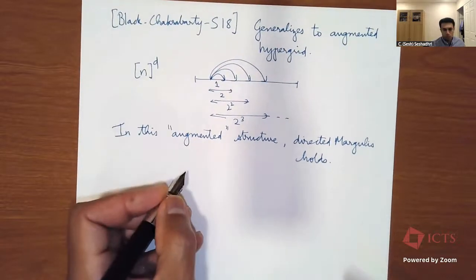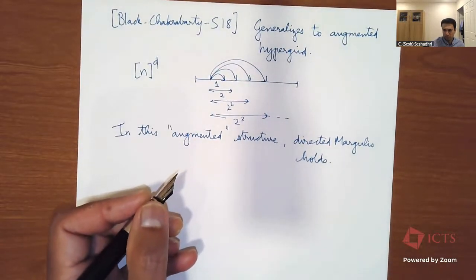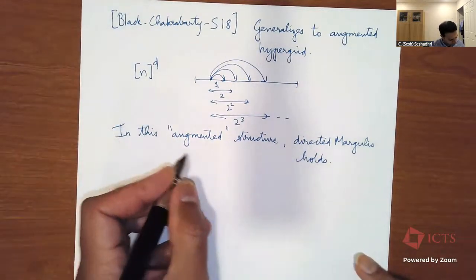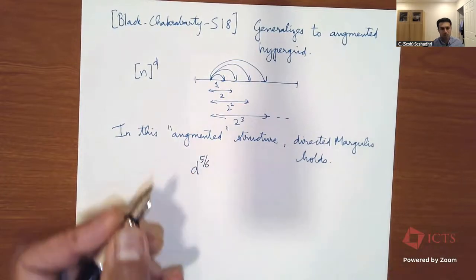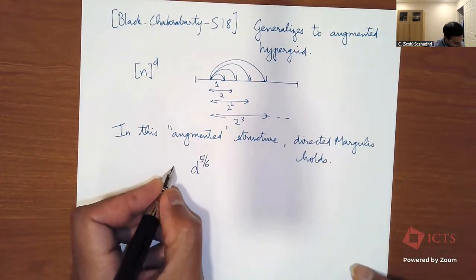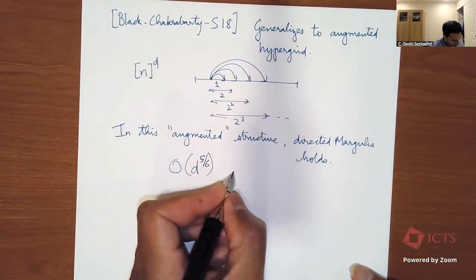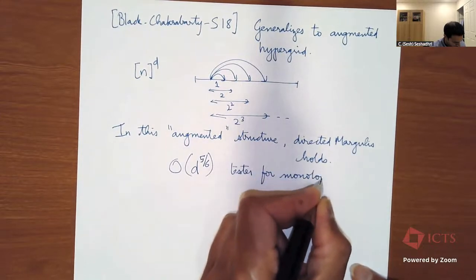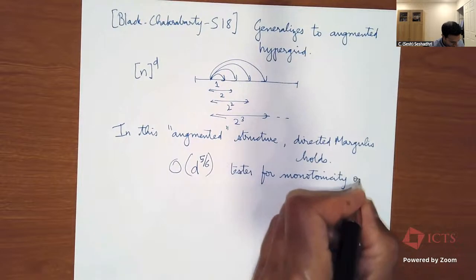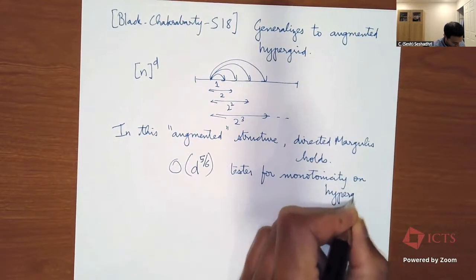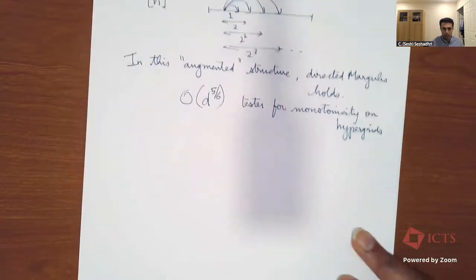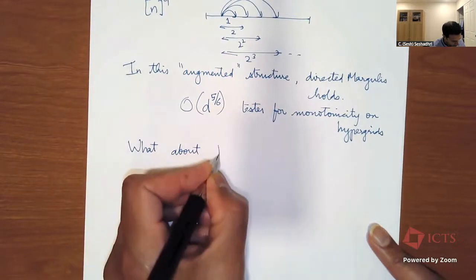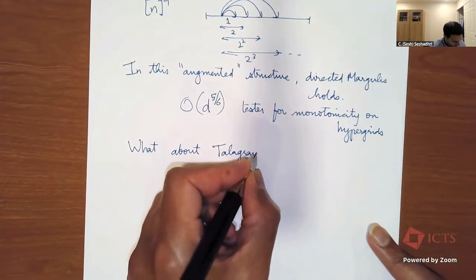And this is the first time that we were able to get a little o of d procedure for any hypergrid. So this basically led to d to the 5/6. I mean, together with some other results, you could use this to get an O of d to the 5/6 tester for monotonicity on hypergrids. And of course, the question is, what about the directed Talagrand theorem?